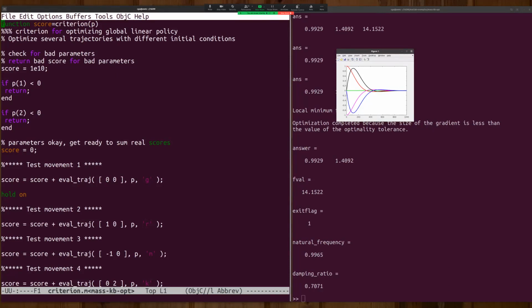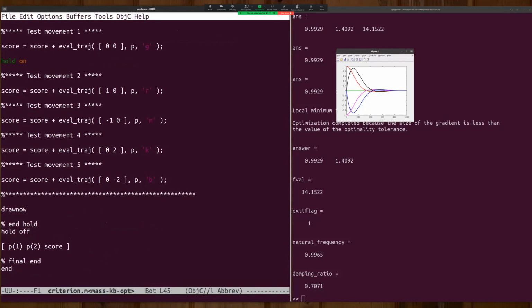So we start out with a 0 score and we evaluate something starting at 0, something starting at 1 with no velocity, something starting at -1 with no velocity, and something starting at 0 with a velocity of 2, and something starting at 0 with a velocity of -2. And I plot all of those. And so let's look at eval traj. Okay, I screwed that up.